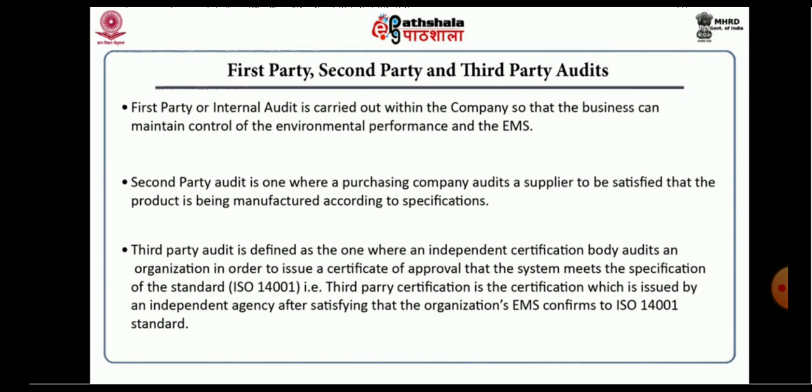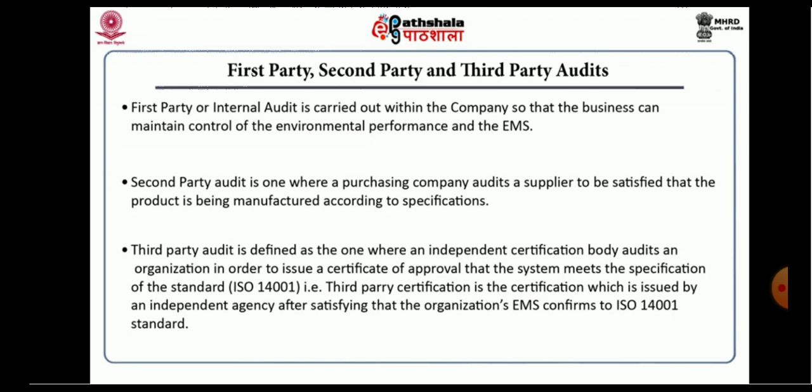The audit may be done with internal people, carried out within the company, so that the business can maintain control of the environmental performance and the EMS. The second one is called second party audit, where a purchasing company audits a supplier to be satisfied that the product is being manufactured according to the specification.